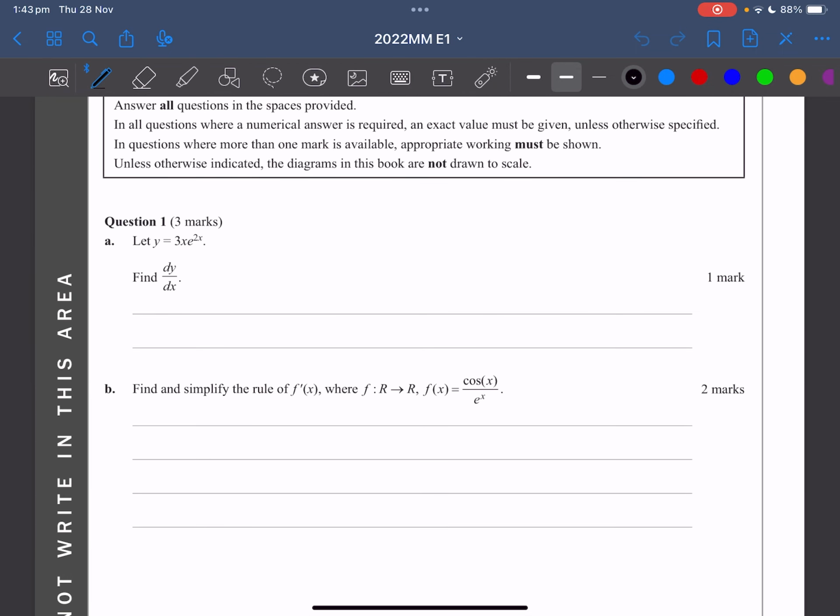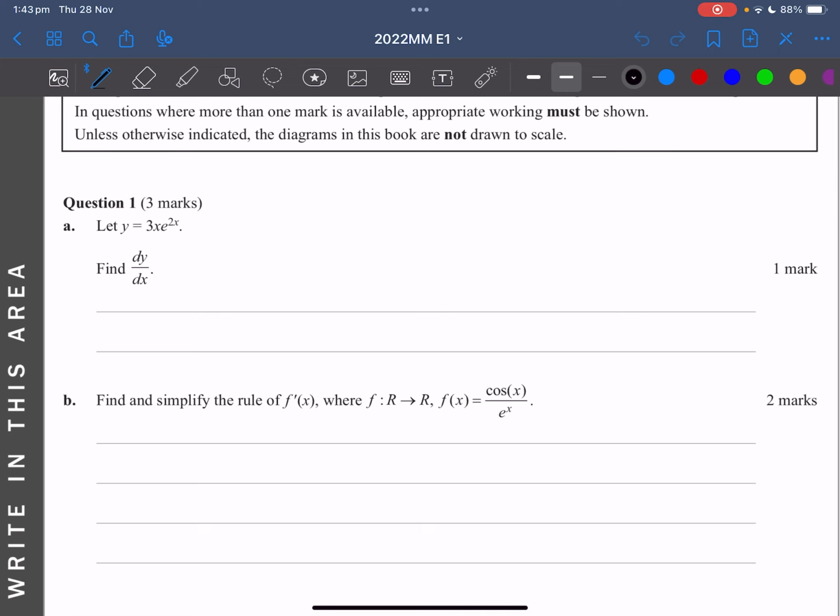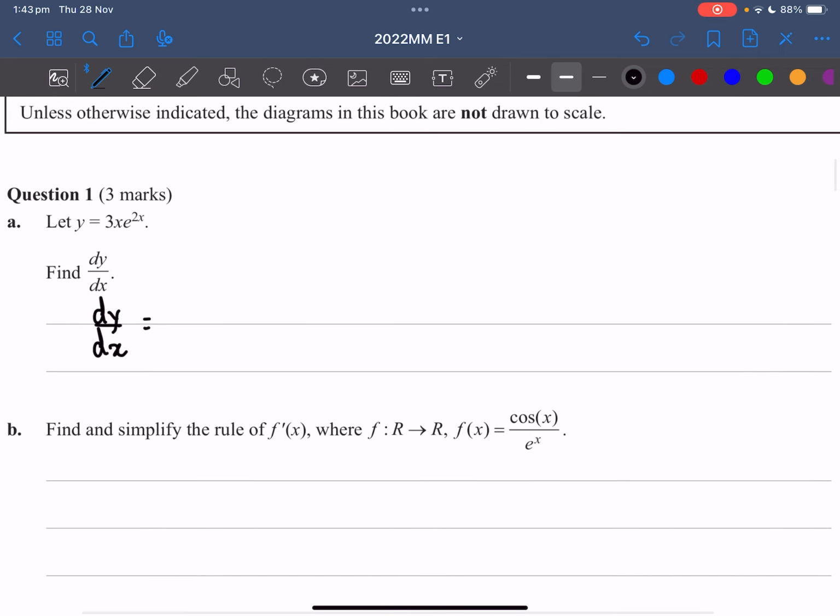Okay, so question number 1, the typical: we have y equals to this and we have to find dy/dx. Now, this is a 1-mark question, so directly writing the answer is acceptable. So let's do that. Let us say dy/dx. Now we'll just have to use a product rule here. So let's differentiate the first term here. That will give us 3e to the power of 2x plus, now we write 3x as it is, and now we differentiate the second term, which will give us 2 times e to the power of 2x. So combining this, we'll have 6x times e to the power of 2x.